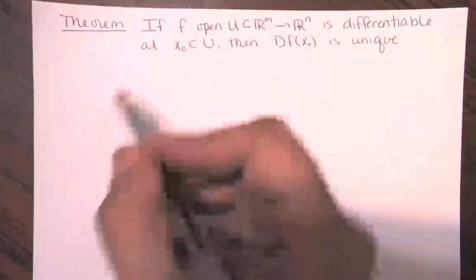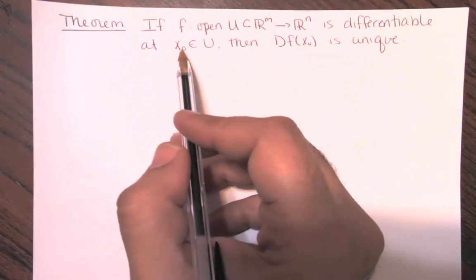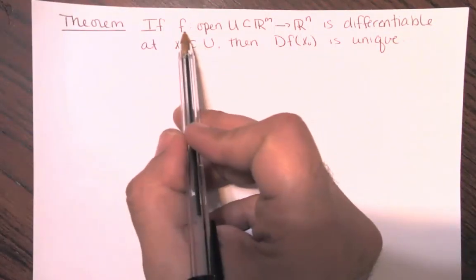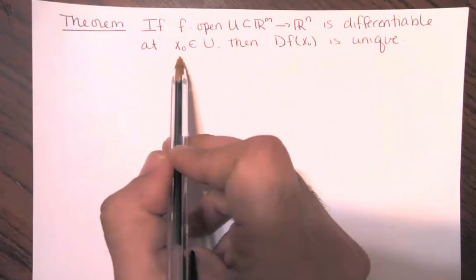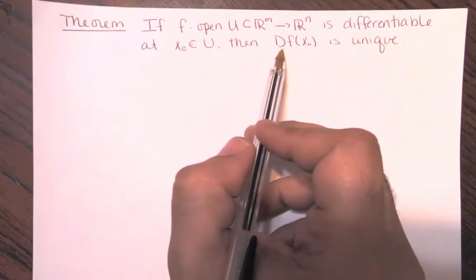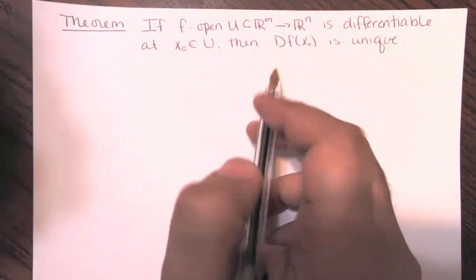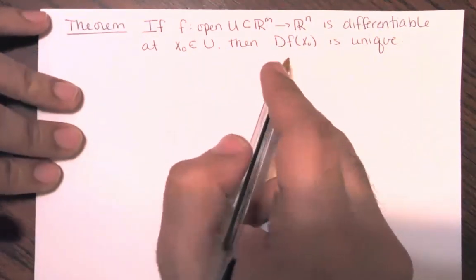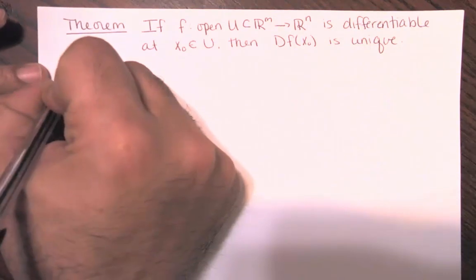Now I know what you're thinking. You're wondering, is the matrix unique? If f is differentiable at x naught, is the expression of the derivative as a linear map unique? Well, this theorem says it is, and let's prove the result.